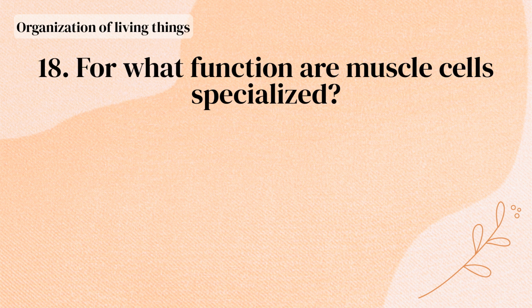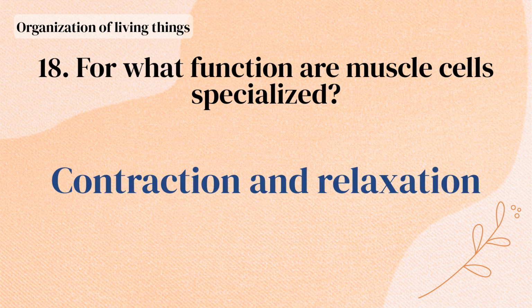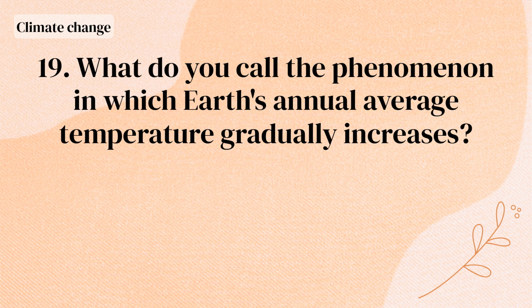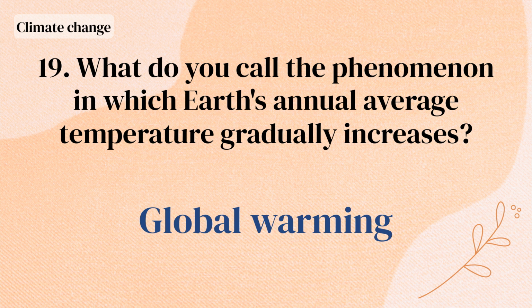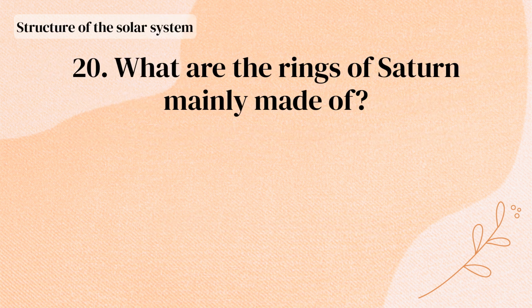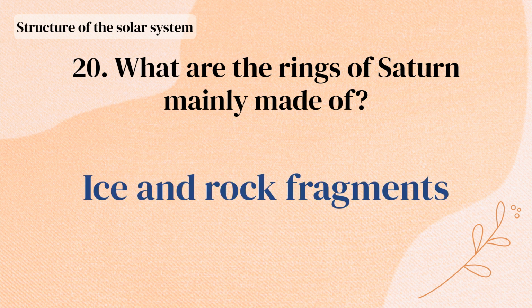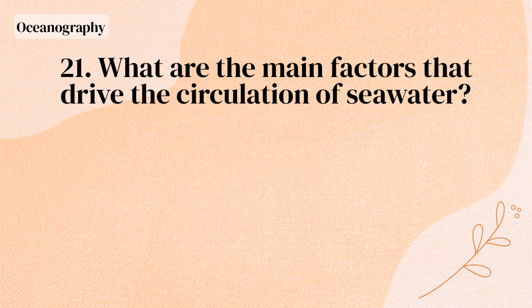For what function are muscle cells specialized? Contraction and relaxation. What do you call the phenomenon in which Earth's annual average temperature gradually increases? Global warming. What are the rings of Saturn mainly made of? Ice and rock fragments. What are the main factors that drive the circulation of seawater?